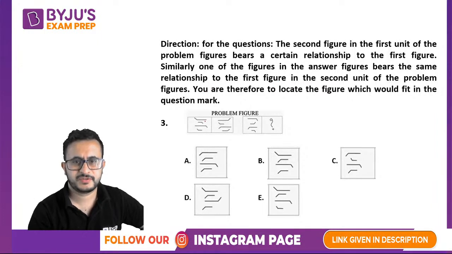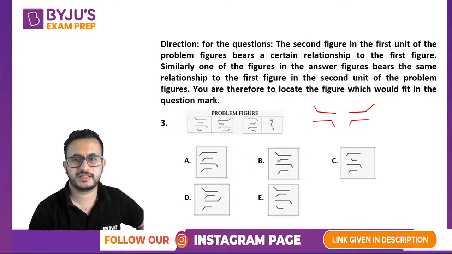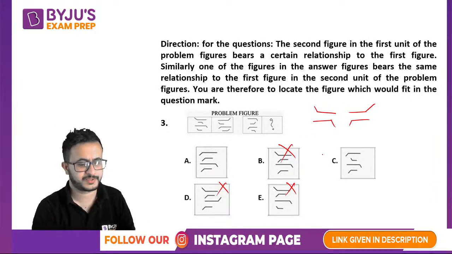See, first is the top element is mirror image. Okay, so this has become this. So this should become like this, right? So check that in which this shape is not being formed. So you can eliminate three options, right? Straight away eliminate three options. Now you're left with just two options.